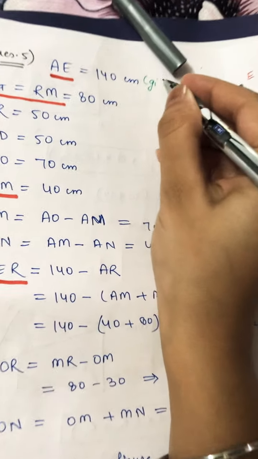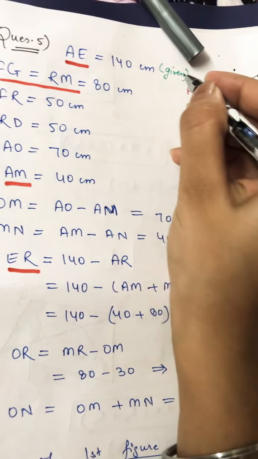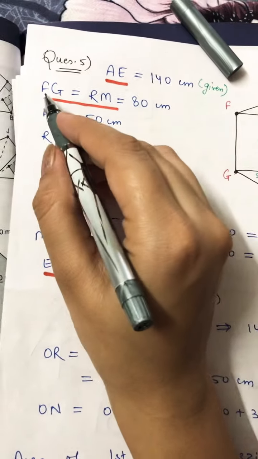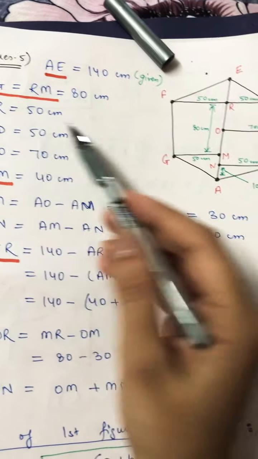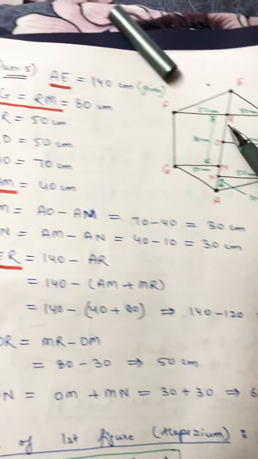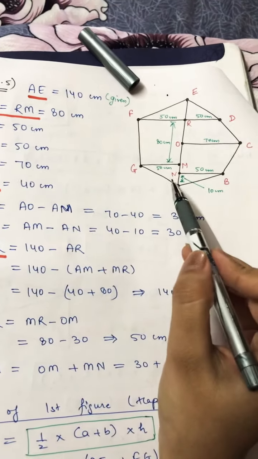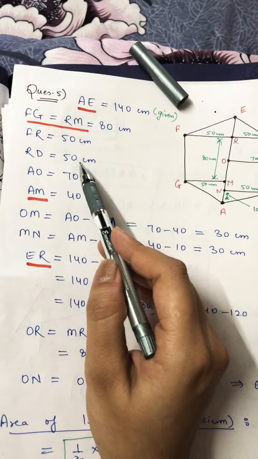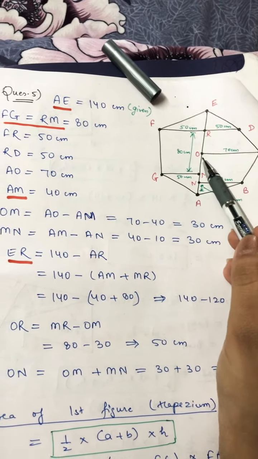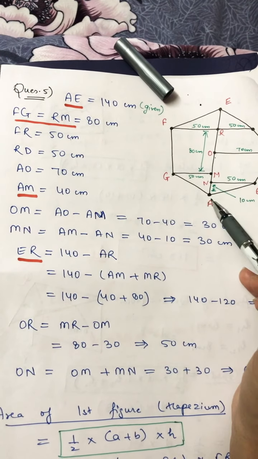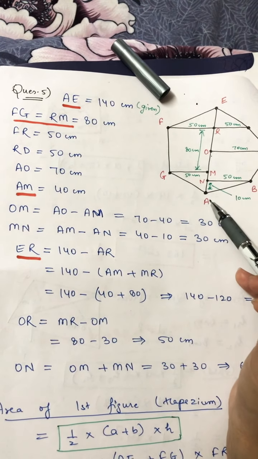AE was already given. FG, RM is given, so FG will be equal to this. FR is given as 50. RD is given again as 50. AO, where is AO? AO is given as 70.